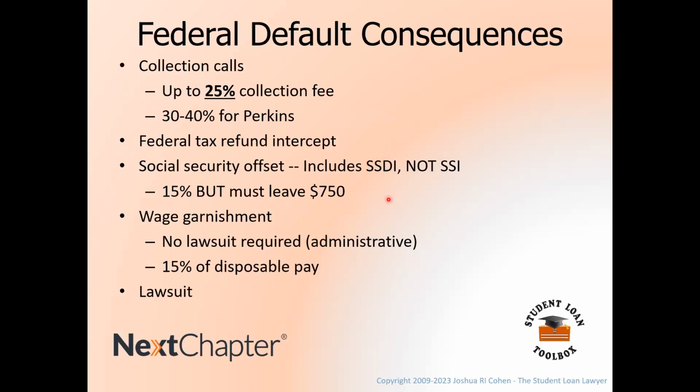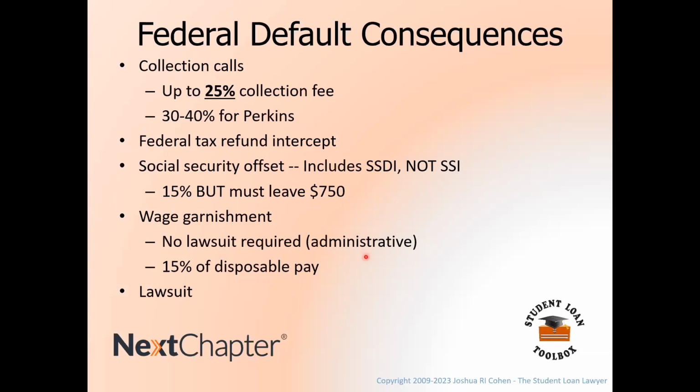Social Security offset. That includes Social Security disability, but not supplemental Social Security. They've got to leave the client with $750 a month. But they'll take 15% of anything above it.